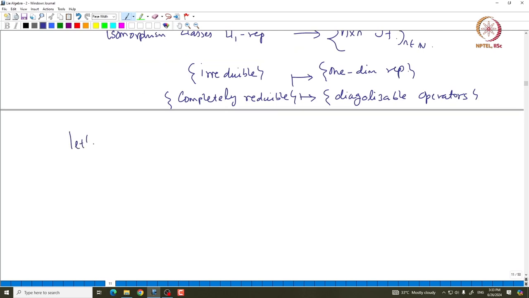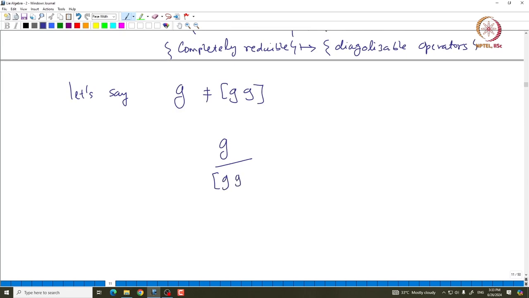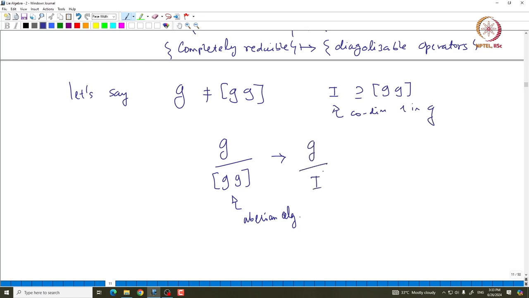So let's say we have that G is not equal to the derived algebra [G,G]. Okay, so then one can construct the quotient G modulo the bracket [G,G]. Then this is indeed an abelian algebra. So now what we can do is pick, for example, some one dimensional quotient of this. Pick I, which contains [G,G], that has codimension 1 inside G. So then we have this map G to G modulo the commutator subalgebra [G,G], the derived subalgebra, to G modulo I, and this is going to be the one dimensional Lie algebra.